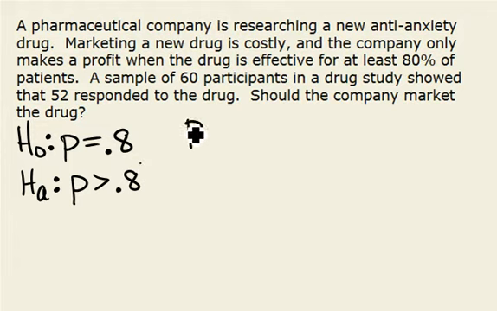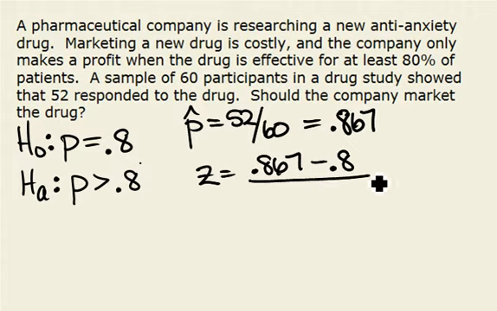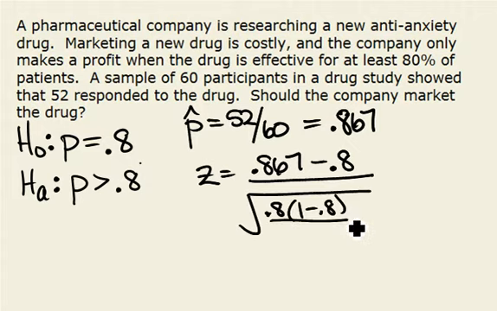Our sample information is that we have 52 out of 60 that responded, so we can write our p-hat as 0.867. So our test statistic is our sample proportion, 0.867, minus the value we're testing for, which is 0.8, over the square root of 0.8 times 1 minus 0.8 divided by the sample size, which here is 60. So we get a test statistic of 1.30.